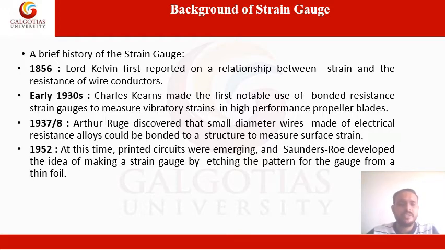Okay, so let us see a brief history of the strain gauge. In 1856, Lord Kelvin first reported on a relationship between the strain and the resistance of a wire conductor. Until the early 1930s, most of the strain gauges used were either compound mechanical lever systems or mirror and optical lever systems. Magnifications as high as 1200 to 1 were common.